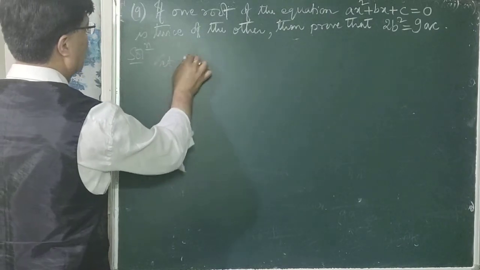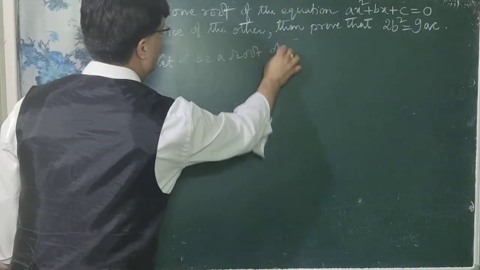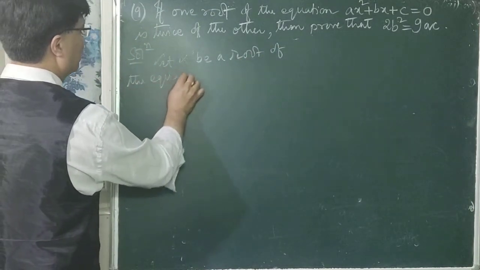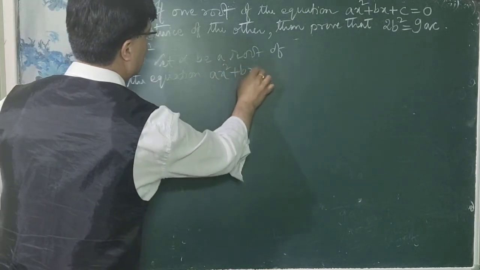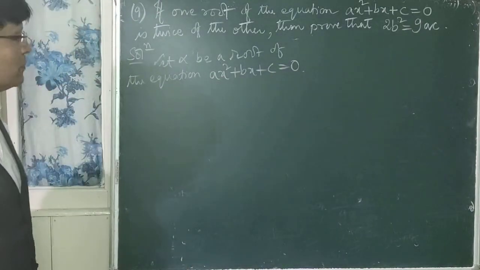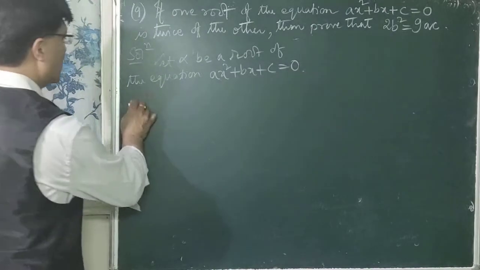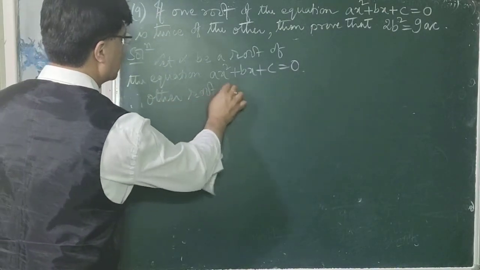Let alpha be a root of the equation ax square plus bx plus c is equal to 0, right? एउटा root चाहिँ हामीले के suppose गर्यौ alpha. So therefore by question what is the other root?